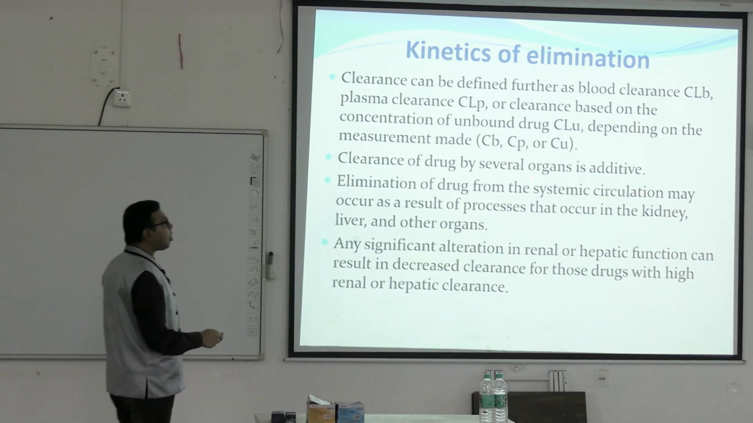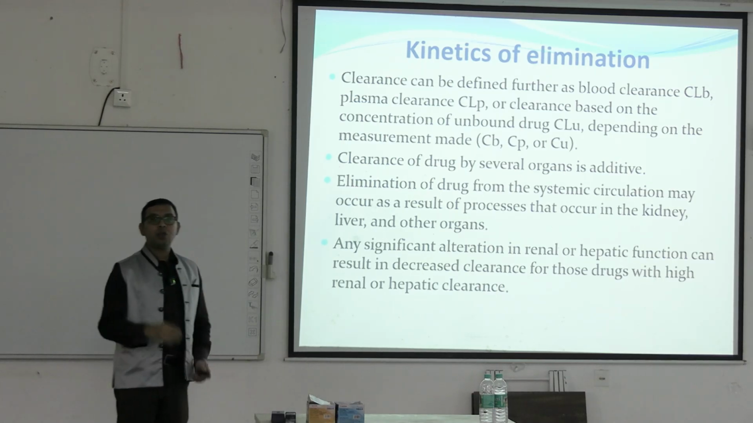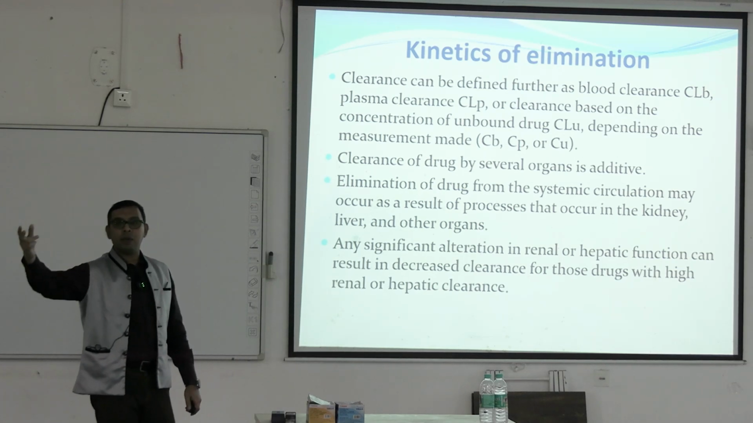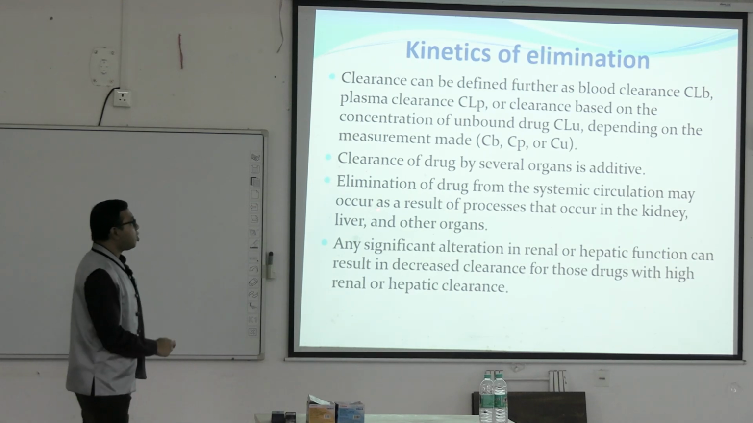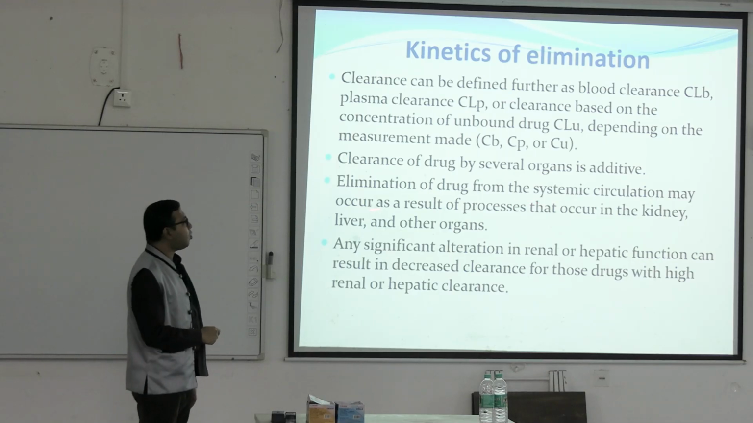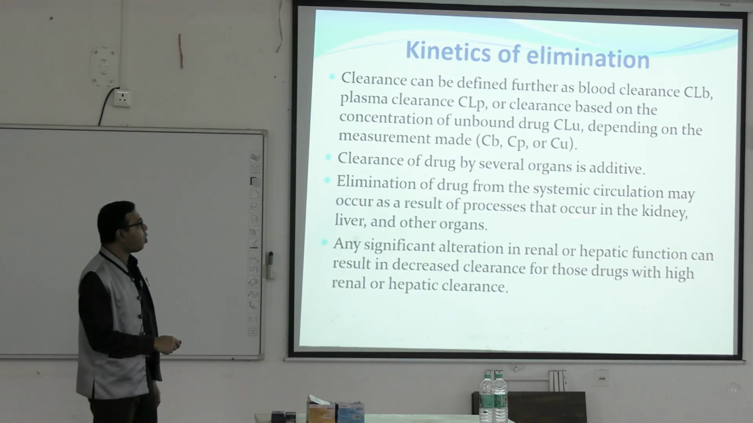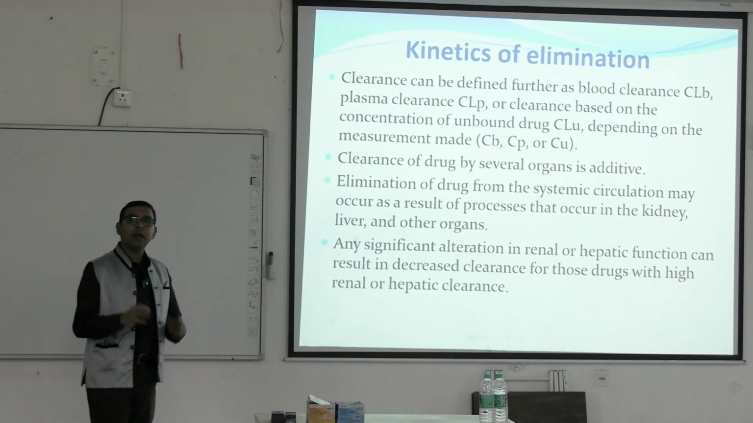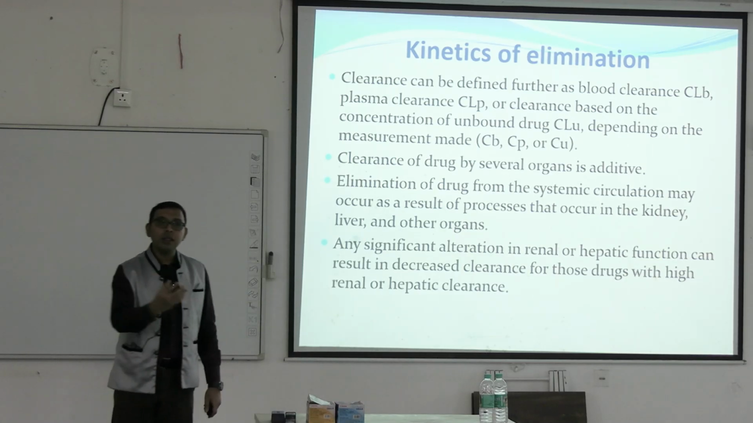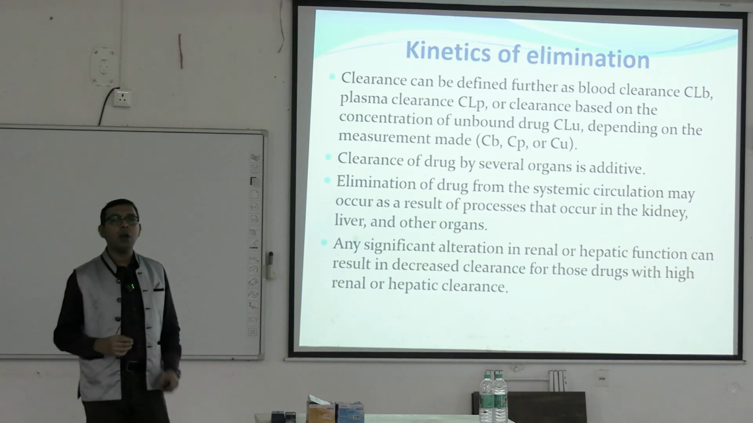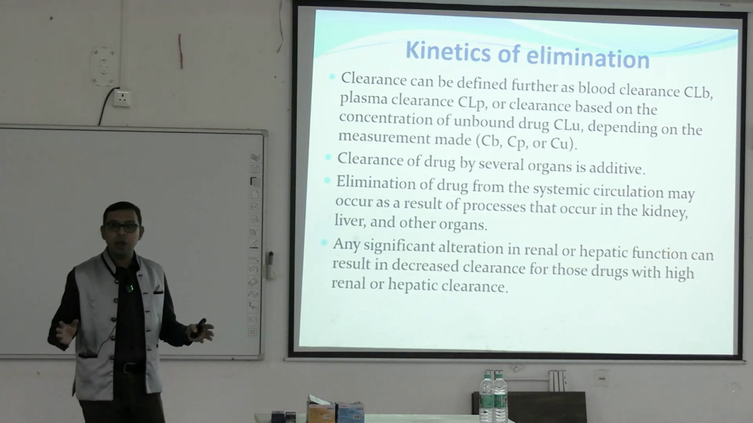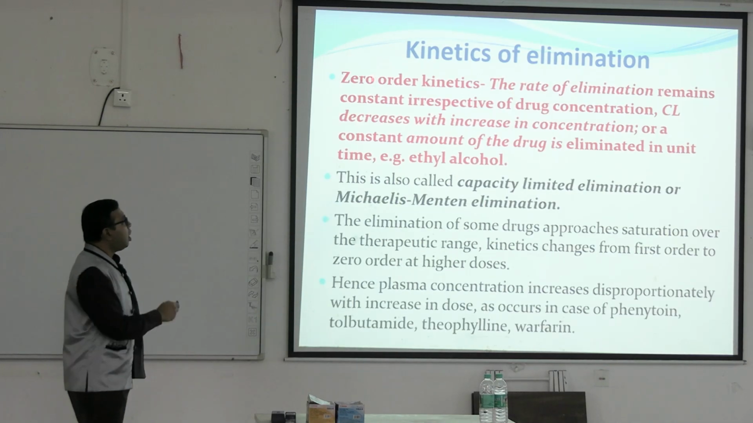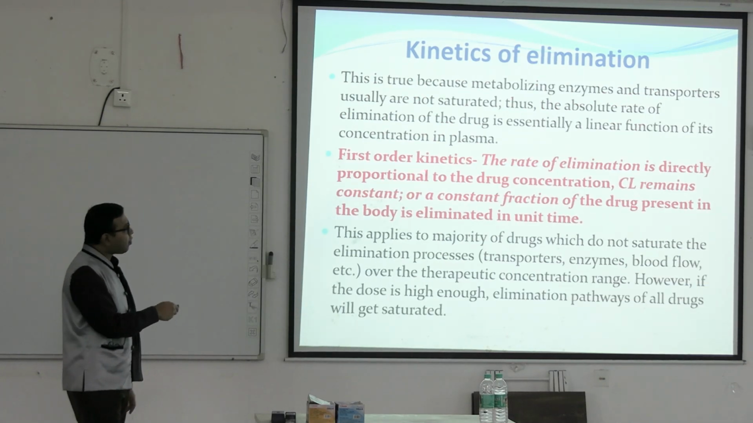So clearance of the drug by several organs is basically additive. Clearance of a drug through the kidney plus clearance of the drug through other routes, for example some part can be excreted through the lungs also. So elimination of drugs from the systemic circulation may occur as a result of processes in the kidney, liver and other organs. Any significant alteration in kidney function and hepatic function matters. When there is kidney failure or hepatic failure, the clearance will ultimately be different. When the clearance is different, we have to adjust the dose again. So all this we have discussed about first order kinetics.